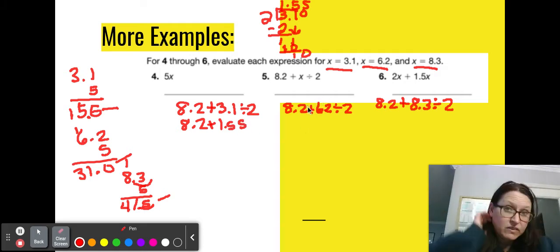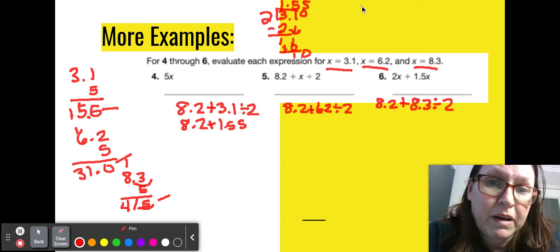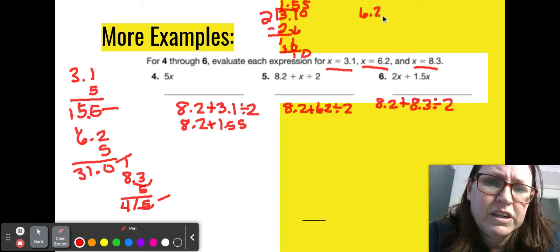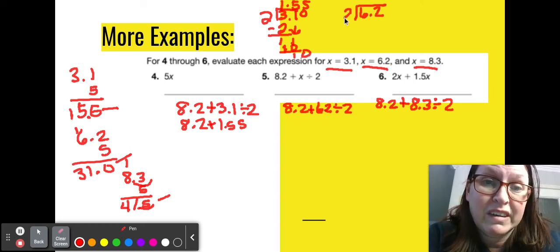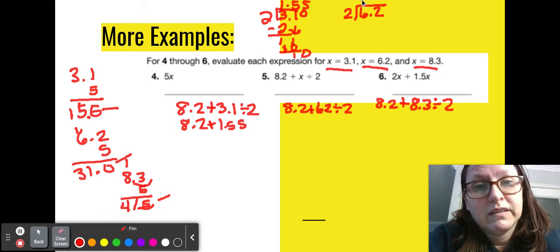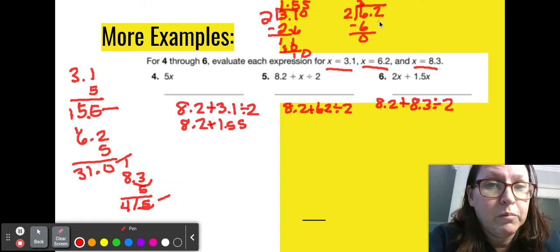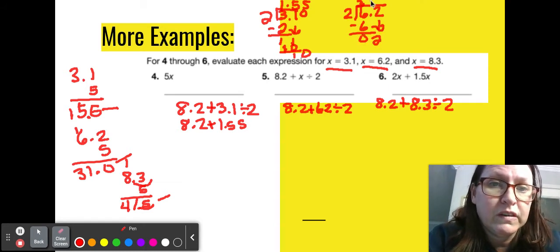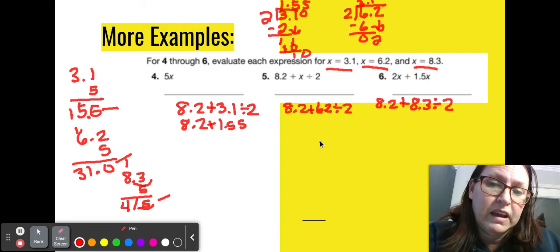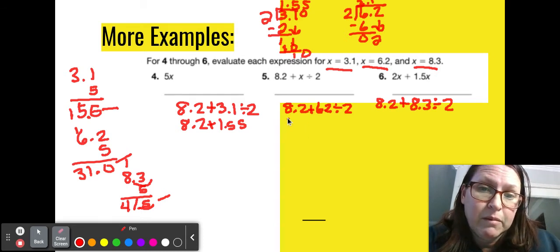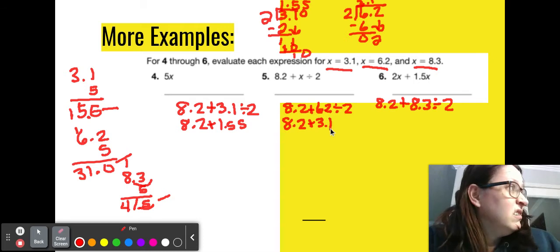Let me start the next one. I have 6.2 divided by 2. This one's a lot easier. 2 goes into 6 3 times. 3 times 2 is 6. 6 minus 6 is 0. Bring my 2 down. 2 goes into 2 one time. So the answer there is 3.1. So I have 8.2 plus 3.1.